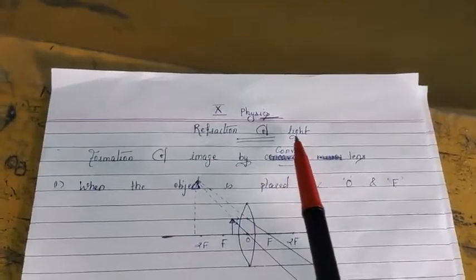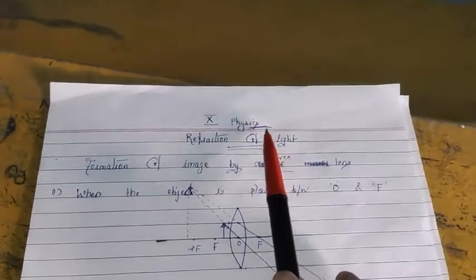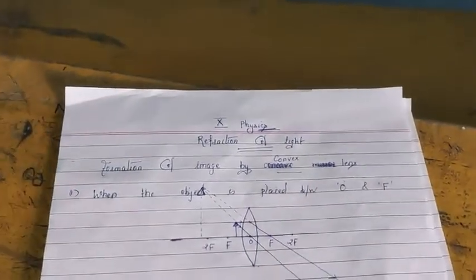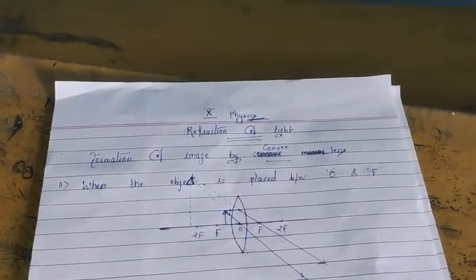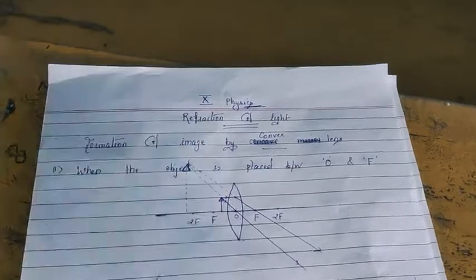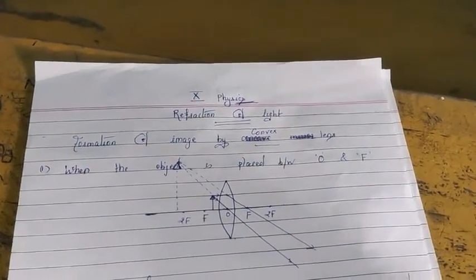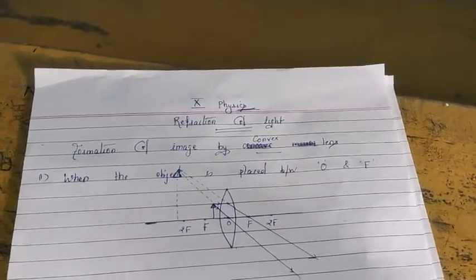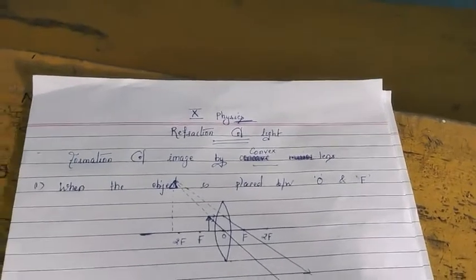In Refraction of Light, that is a chapter of physics for class 10. So far we have already studied about the rules of refraction through a convex lens. Now it is turn to study about the formation of image by convex lens.